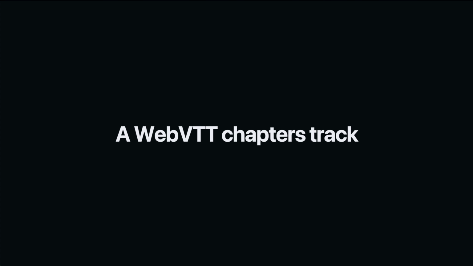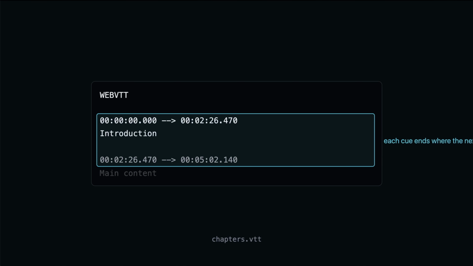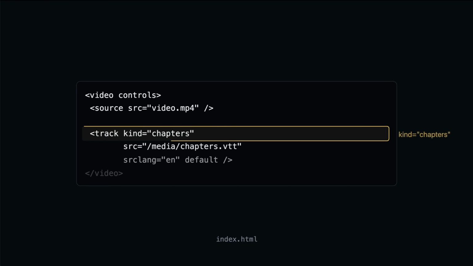So the web native approach is a WebVTT file loaded as a chapters track. It's the same format you'd use for subtitles, and each cue's text becomes the chapter title. One thing to notice here is that every cue ends exactly where the next one begins. Chapters are contiguous, unlike subtitles, which have gaps between them. You wire it into your video element with a track element and set kind to chapters.